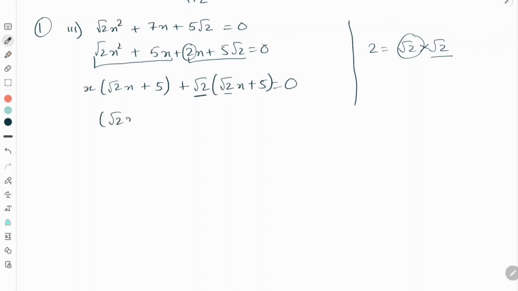Now we have (√2x + 5)(x + √2) = 0. Now you can find the two values of x. One is −5/√2 and another one is −√2. So these are the two values of x, and these are the roots of the above equation.